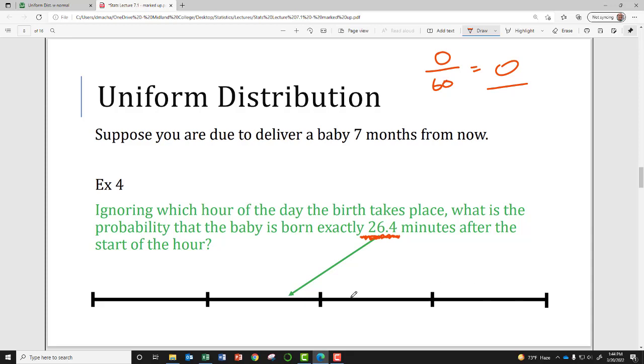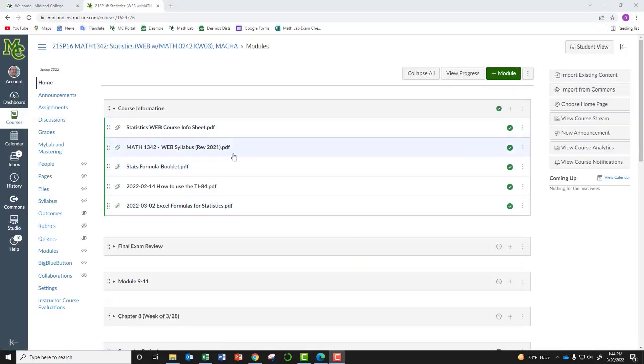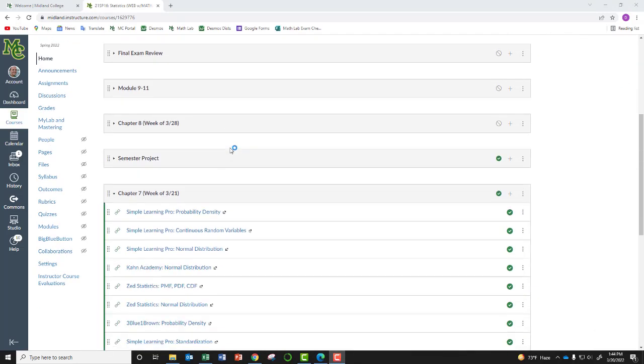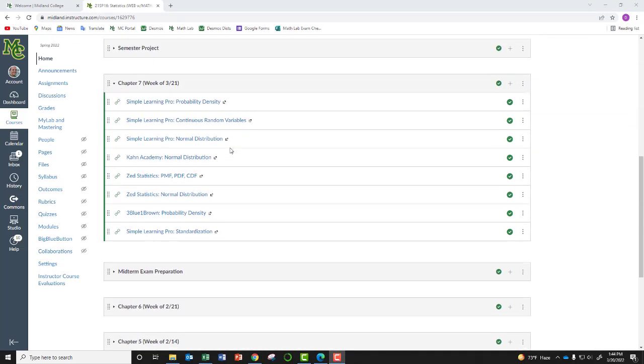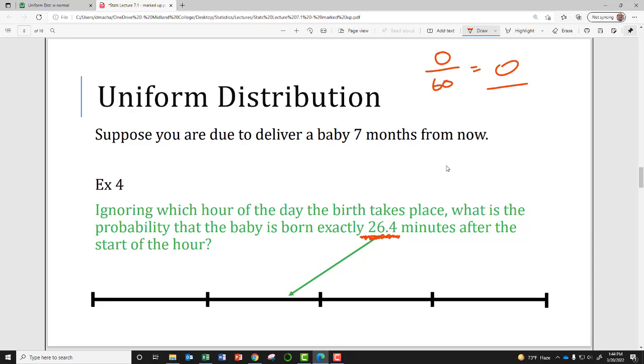And if that explanation isn't really satisfying and you want to explore this in a little bit more detail, let me show you where on our Canvas page you can find that. So this is our Canvas course homepage, and if you are curious to learn more, or you just need more help soaking that fact in, I want you to take a look at this bit right here under Chapter 7 that says 3Blue1Brown probability density. So that's a video that I would recommend. If you're having trouble rationalizing in your head why this probability is 0, then go ahead and watch that 3Blue1Brown video. I think it really helps a lot.